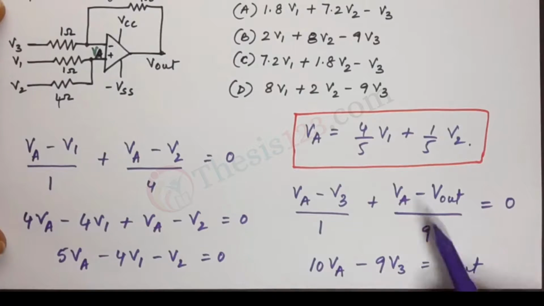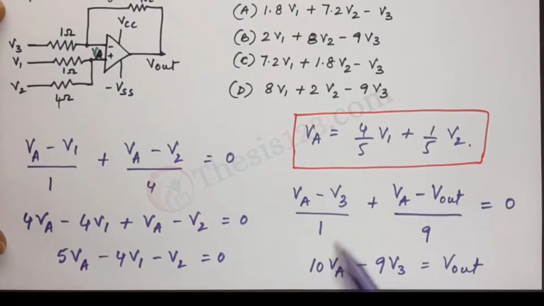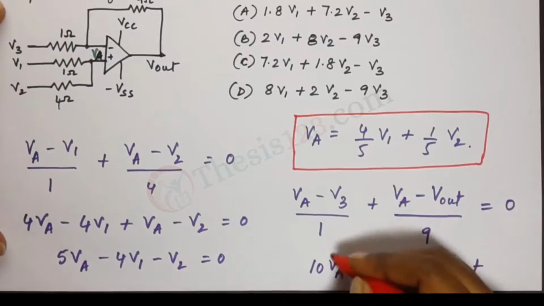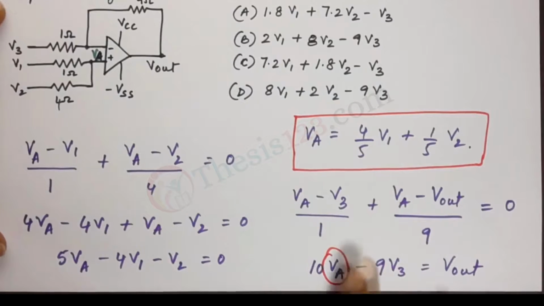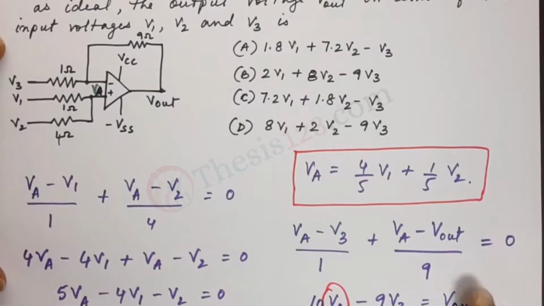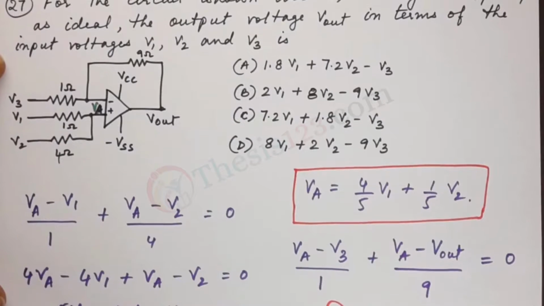So in this equation, let's substitute VA here. Okay. So when we do that, we'll be writing VA in terms of V1 and V2, and we will have the equation for V out in all of these three different voltages.